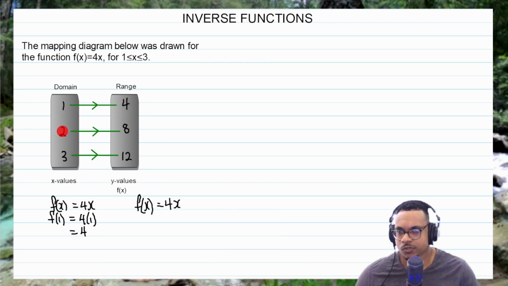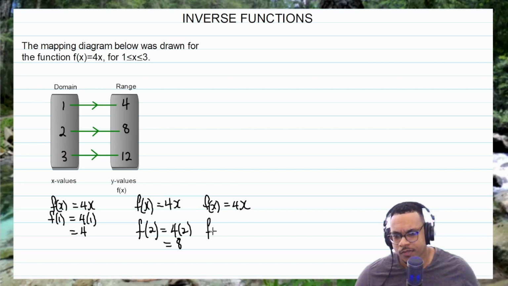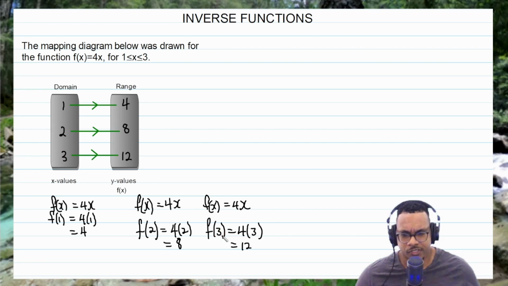So when x is equal to 2, we have f of 2 is equal to 4 times 2. And that's how we get 8. So we have 2 is mapped to 8. And when x is equal to 3, we have f of 3 is equal to 4 times 3, and we get 12. So that means 3 is mapped to 12.